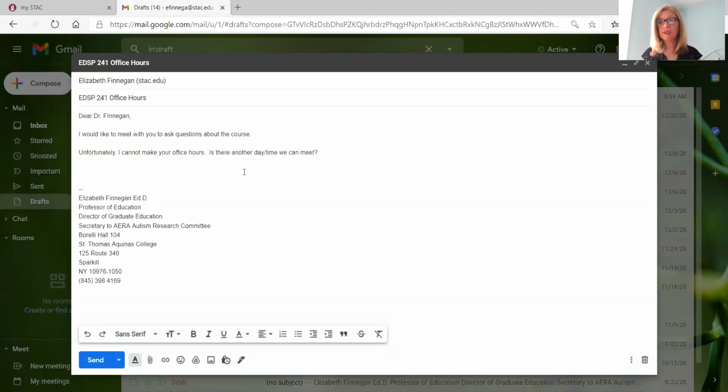So if you are suggesting days and times, make sure there are several and think about time frames, like maybe Tuesday from 1 o'clock to 3 o'clock rather than a specific time. And that way you're more likely to get a mutually agreeable time that you can meet with your professor on.